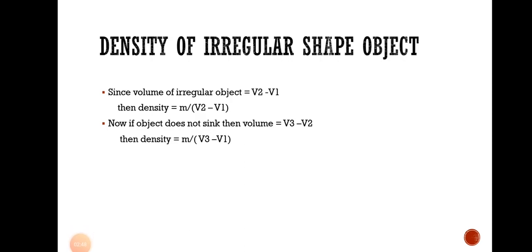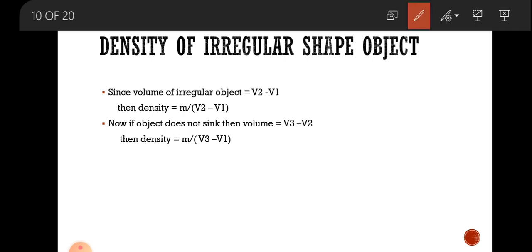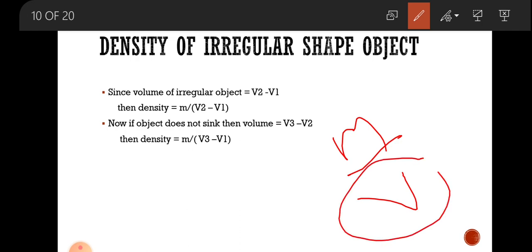Now our next topic is the measurement of density of irregular shape objects. Since density is equal to mass upon volume, if we can calculate the volume of the irregular object, we can easily calculate the density, because mass can be calculated by a beam balance. We have already seen how to calculate the mass and the volume of irregular shape objects.